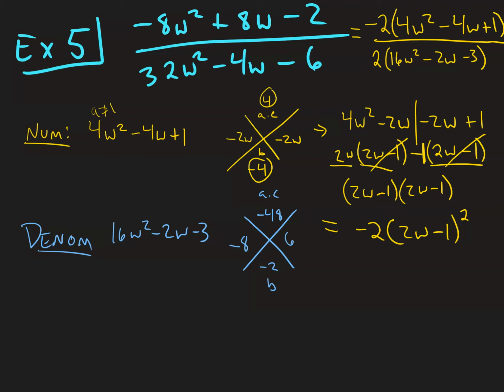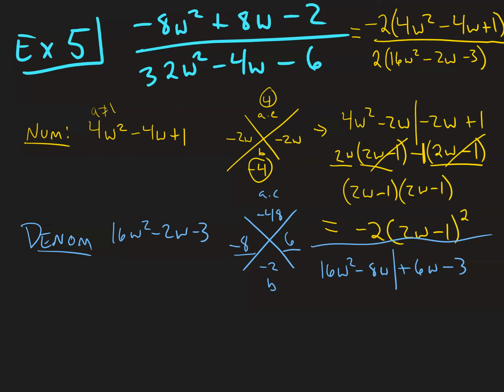So I'm going to go ahead and use those two numbers as the replacement for negative 2w. So I have here 16w squared minus 8w plus 6w minus 3. I'm going to use factoring by grouping again. Let me separate the top one here.